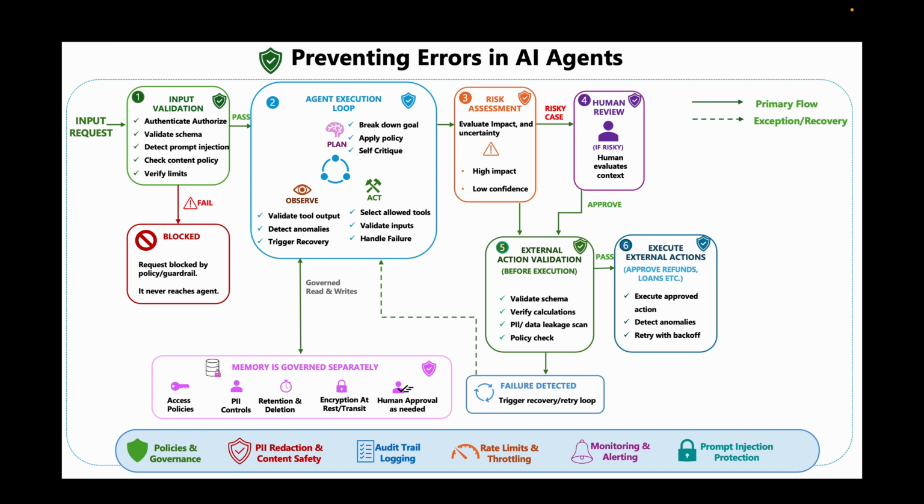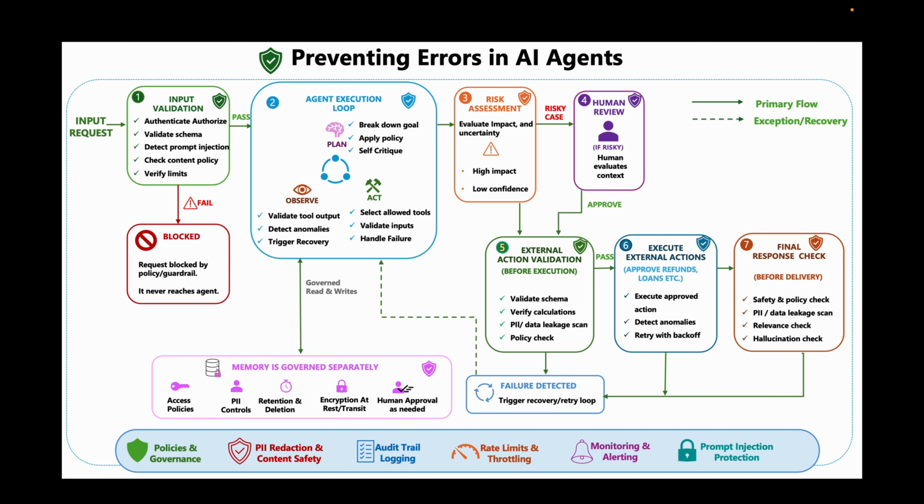And after these checks are passed, we execute the external actions. Even then, we monitor for anomalies and use retries or recovery mechanisms if failure occurs. This is similar to how we do it in the act phase of the agent execution loop.